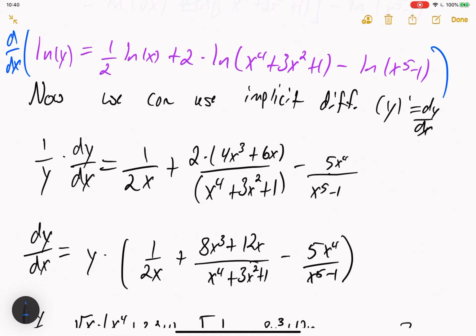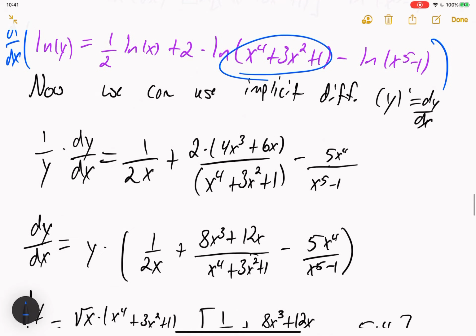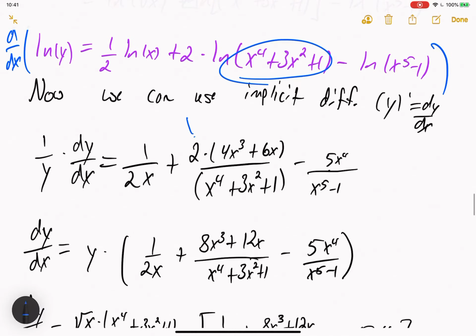And then this is where it has a mnemonic. This thing is complicated, so what I say is, 1 over the argument, x to the fourth plus 3x squared plus 1, times the derivative of the argument. So the derivative of the argument is going to be 4x cubed plus 6x, because the derivative of x to the fourth is just 4x cubed, the derivative of 3x squared is 6x, and the derivative of 1 is 0, so it's not there. And remember that we still have this 2 out there, so that 2 comes down to here as well.